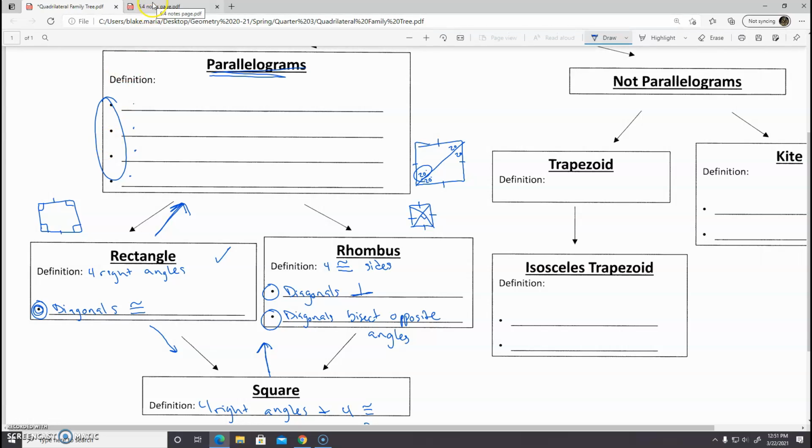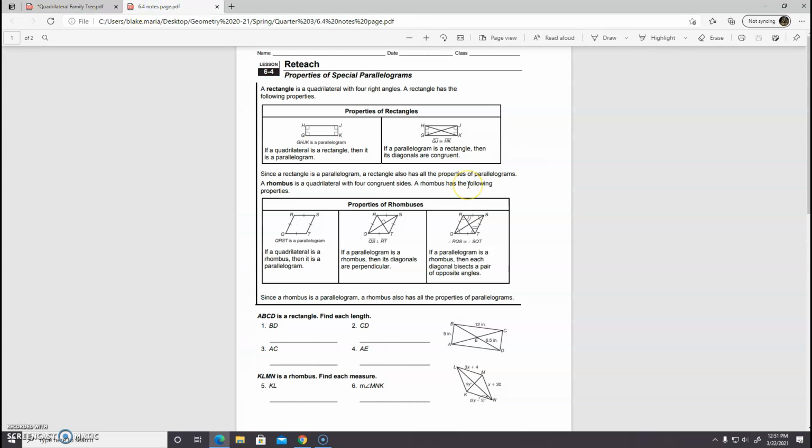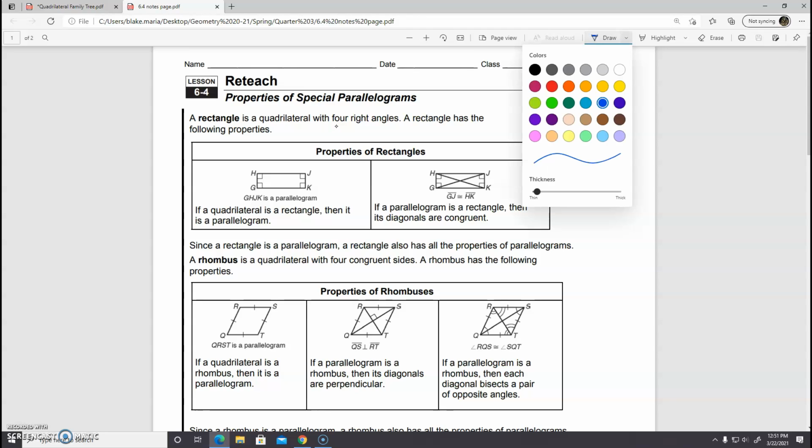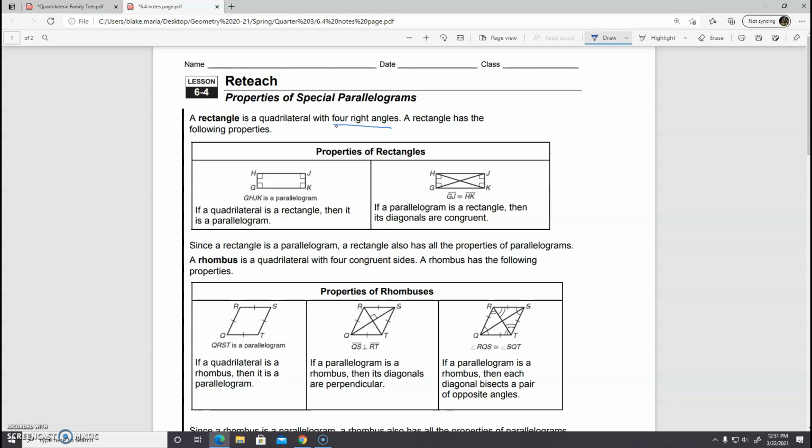So let's move on to our notes. So that's what the first part of these notes is talking about. They kind of gave you what a rectangle is. It has 4 right angles. This is everything we just talked about. Yes, a rectangle is a type of parallelogram, and your diagonals are congruent. So we know if HK is 10, GJ is 10.